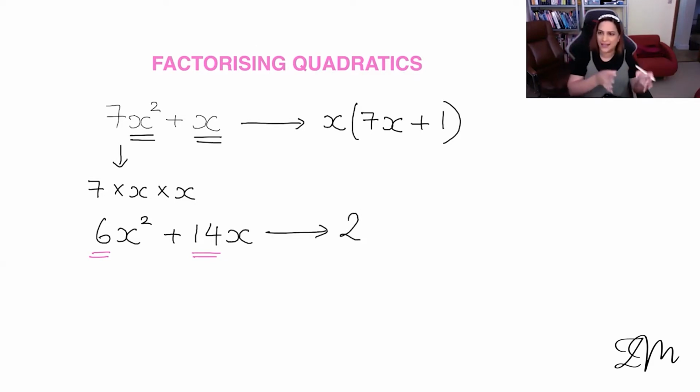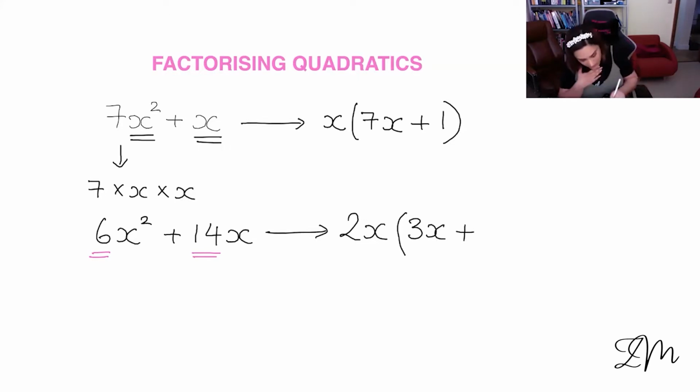Then I look at x squared and x. Well, they both have an x in them. And now I say to myself, how do I go from 2x to 6x squared? So let's do it in steps. 2 times 3 gives us the 6, and x times x gives us the x squared. 2 times 7 gives us 14, and we've already got the x outside. So we've now factorised that.